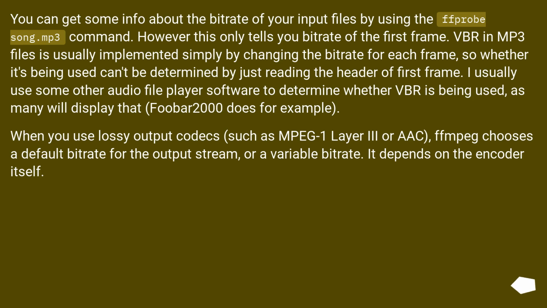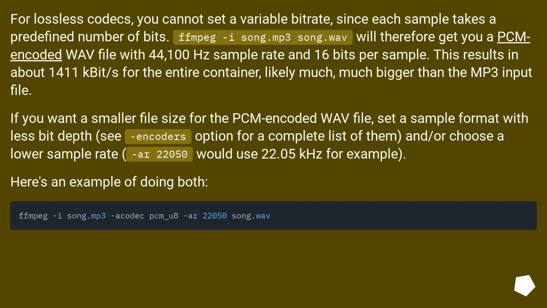When you use lossy output codecs, such as MPEG-1 Layer 3 or AAC, FFmpeg chooses a default bitrate for the output stream, or a variable bitrate. It depends on the encoder itself. For lossless codecs, you cannot set a variable bitrate, since each sample takes a predefined number of bits.